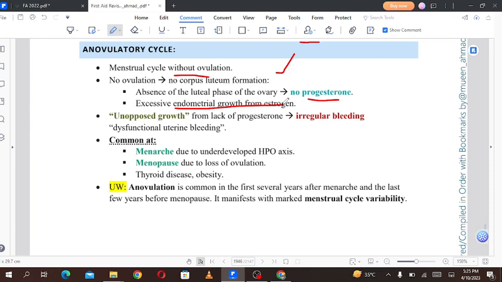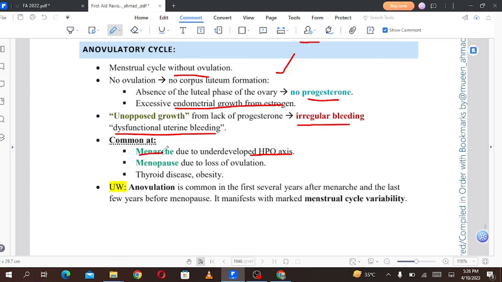Unopposed estrogen growth can lead to irregular bleeding and dysfunctional uterine bleeding. That is also, I guess, called spotting or something, I'm not sure. So irregular bleeding can be seen because the effects of estrogen are unopposed. It is common at menarche due to the underdeveloped hypothalamic-pituitary-ovarian axis, HPO. The hypothalamic-pituitary-ovarian axis is immature, so at the advent of menarche, it can happen like this.